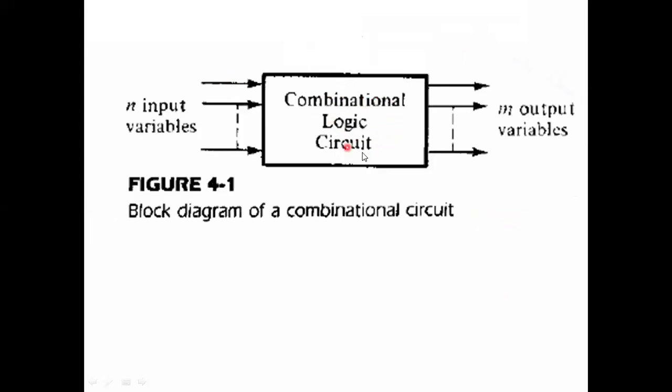See, this is the combinational logic circuit. Here we are taking n input variables, 1, 2, 3 and so on. M number of output variables we are getting.